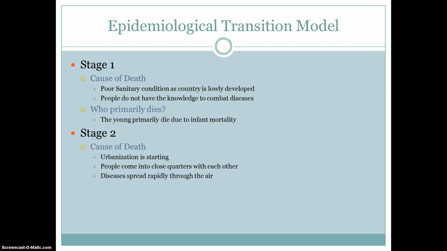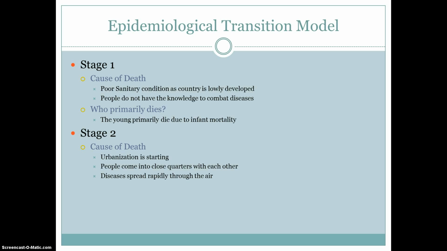the cause of death in a stage 1 country in the epidemiological transition model is poor sanitary conditions as the country slowly develops, and these people do not have the knowledge to combat their diseases. And in countries who are in stage 1, the young primarily die due to high infant mortality rates.